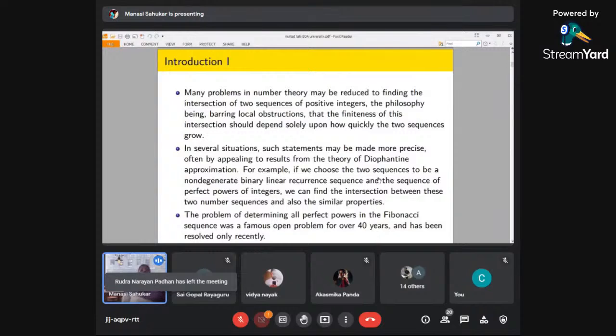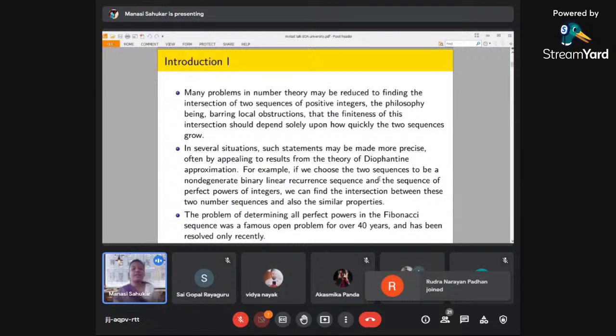Many problems in number theory may be reduced to finding an intersection between two sequences. It may be perfect powers, it may be anything. It depends on the type of sequence you are following. If a sequence is growing exponentially, we may not get much intersection between the two sequences. If the sequence is growing very slowly, there is a possibility that you will get much more intersection between the two sequences.